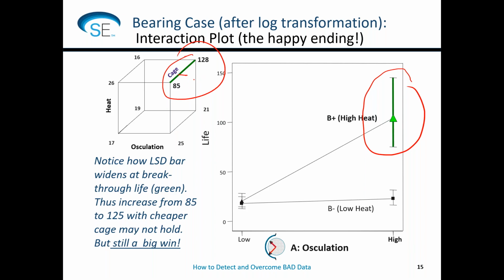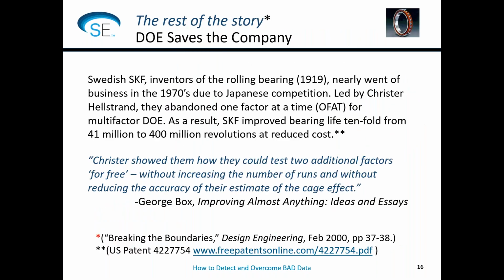And they were able to see that, yes, the change to the plastic did help on top of increasing the oscillation and increasing the heat. And so by doing all three, they were able to get a huge increase in their bearing life, almost tenfold, and at a reduced cost. So this was really an awesome result and a great story about the advantage of doing multi-factor testing, right? Versus one factor at a time.